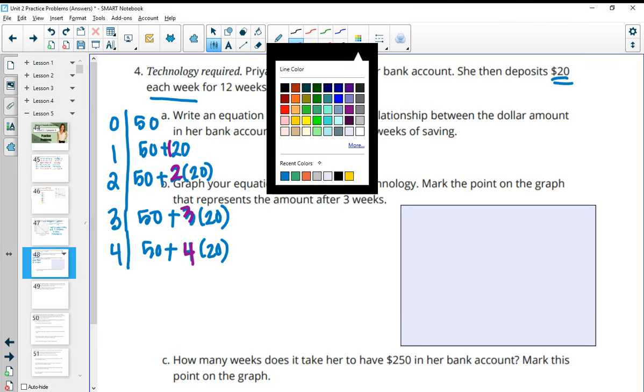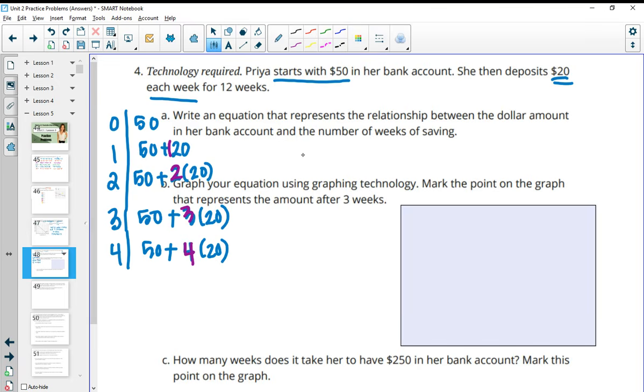So we could write an equation, something like the money that she has equals 50 plus the number of weeks times 20. So you could write it that way. You could also write it 50 plus 20 times the number of weeks if you'd rather have the number in front of the variable.